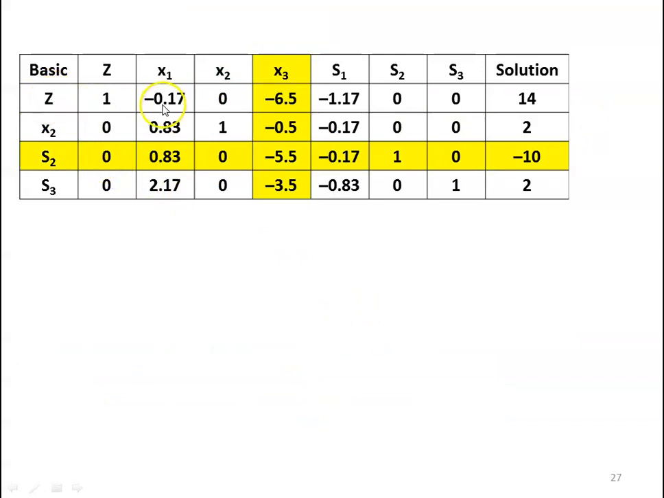Z row: minus 0.17, 0, minus 6.5, minus 1.17, 0, 0, 14. X2 row: 0.83, 1, minus 0.5, minus 0.17, 0, 0, 2. S2 row: 0.83, 0, minus 5.5, minus 0.17, 1, 0, minus 10. And S3 row: 2.17, 0, minus 3.5, minus 0.83, 0, 1, 2.